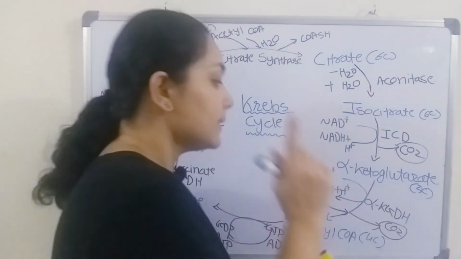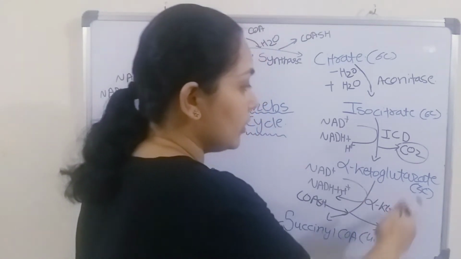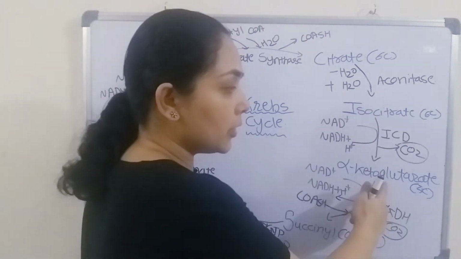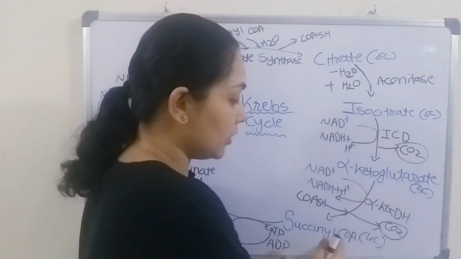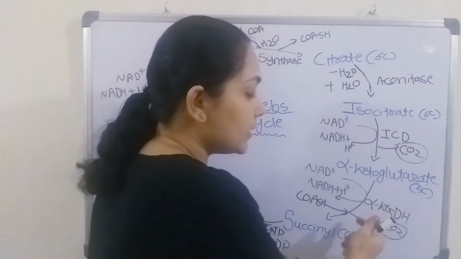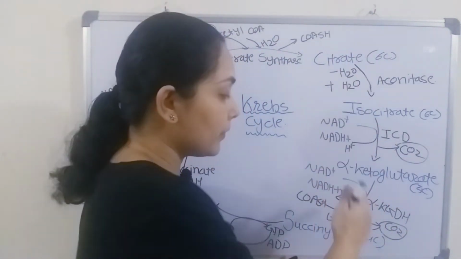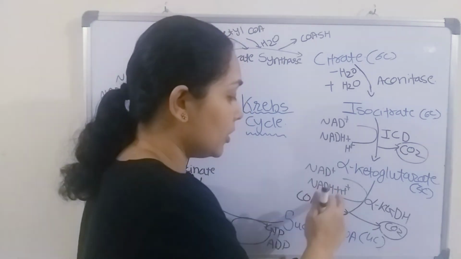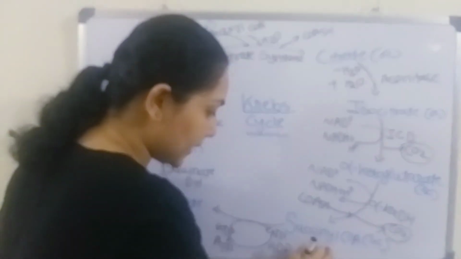The second carbon dioxide will be removed during the conversion of alpha ketoglutarate. This isocitrate will first convert to alpha ketoglutarate, a 5-carbon compound, and then alpha ketoglutarate will convert to succinyl coenzyme A. So there is a decarboxylation, the second carbon is blown out, and a dehydrogenation, so there is a formation of NADH plus H positive, and there is an addition of coenzyme A. So we get the product succinyl coenzyme A.